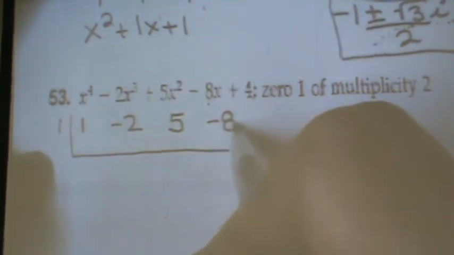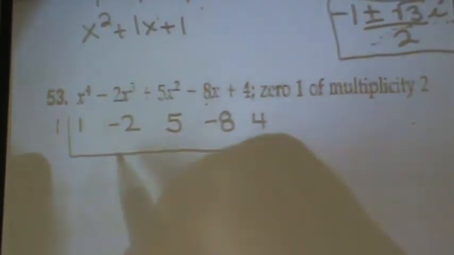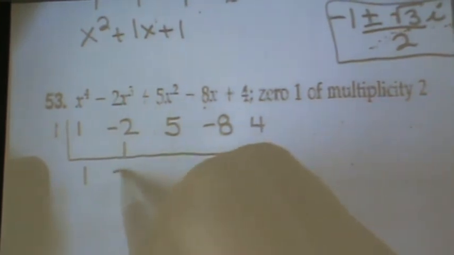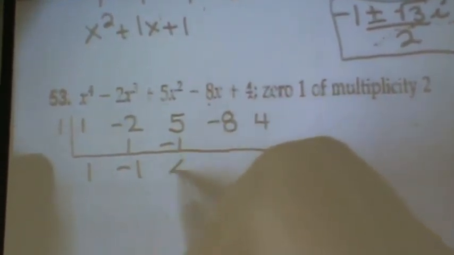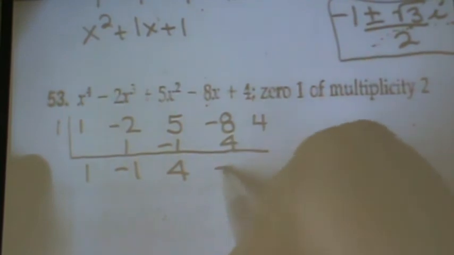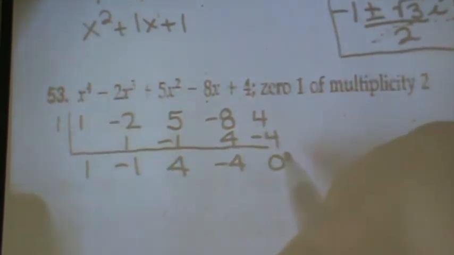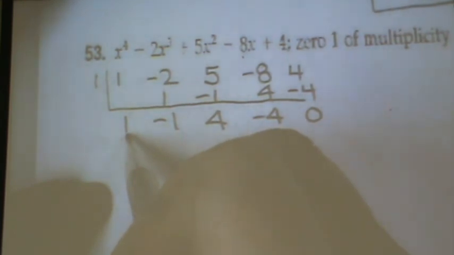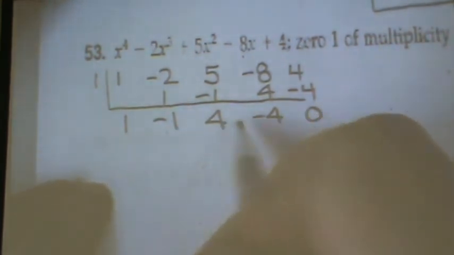For 53, you have a 0 at 1, and you have it twice. So what you can do is take this 1 out 2 times to see what's left. So you have a 1, a negative 2, a 5, a negative 8, and a 4. You're going to get a 0 here. 1 times 1 is 1, add, multiply, add, multiply, add, multiply, and you get a 0. So what you have here is x to the third minus x squared plus 4x minus 4.